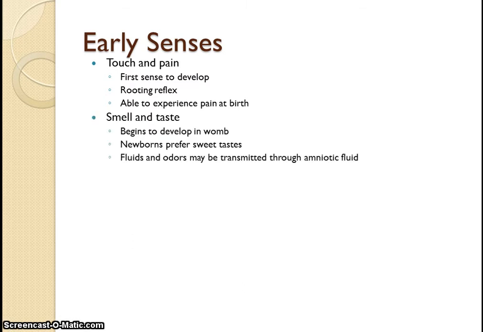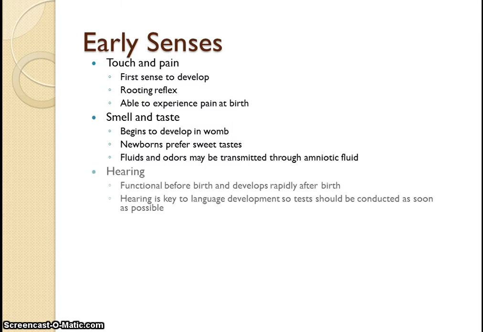Smell and taste also develop in the womb. Newborns prefer sweeter tastes because breast milk is slightly on the sweeter side, because sugar is a good source of energy. Preferences of newborns are also dictated by what the mother has eaten. So women who eat foods like vegetables and so on, their children develop a taste for those foods. So this is again a good reason to encourage healthy eating in mothers. Fluids and odors are transmitted through the amniotic fluid to the child, and that's how they figure these things out.